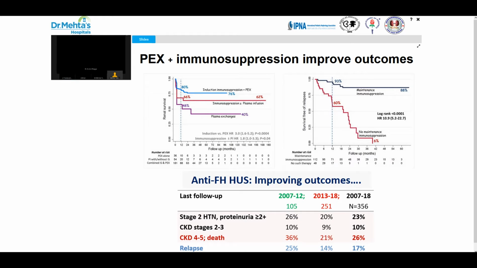The overall outcomes of antifactor H HUS seem to be improving, but they are still not as good as one would like. Remember that 15% figure with eculizumab: despite doing whatever we are doing, still about 30% of patients would end up in CKD stage 4-5, or succumb to the illness. So clearly this is still a very large number, and we need better therapies. At the moment, PEX with immunosuppression seems to be the best we have, and our outcomes are getting better. But clearly, about a quarter of all patients would go on to CKD 4-5, or they may die. And as I said, the relapse rates are about 20%.